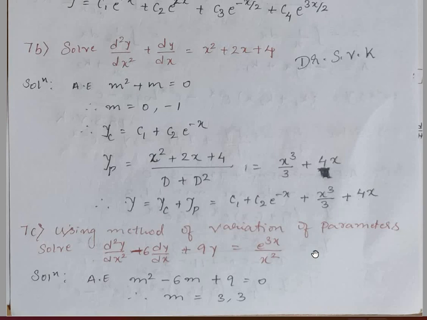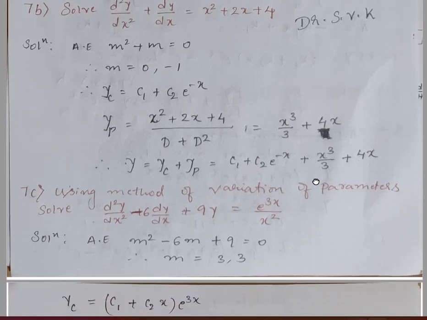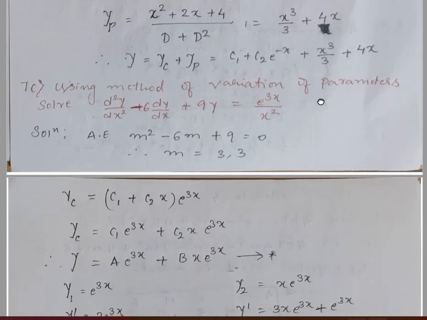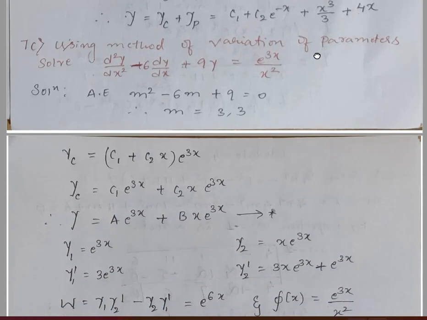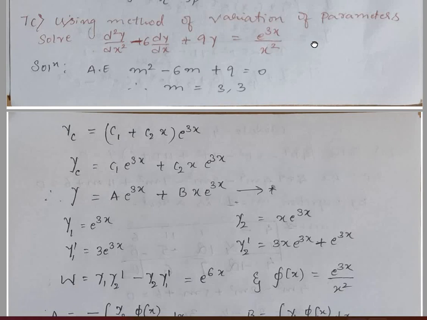Next, moving on to question number 7c of variation of parameters. The given problem is to solve d^2y/dx^2 - 6 dy/dx + 9y equal to e^(3x)/x^2. Consider the auxiliary equation of the given differential equation. It is m^2 - 6m + 9. Solving this equation, I get the roots as 3, 3.